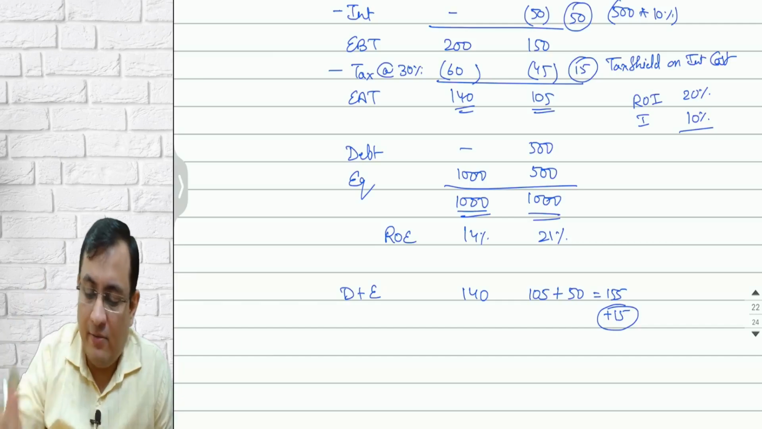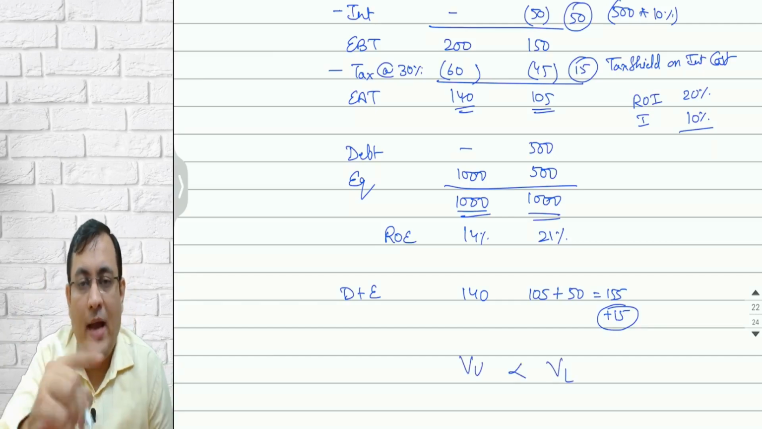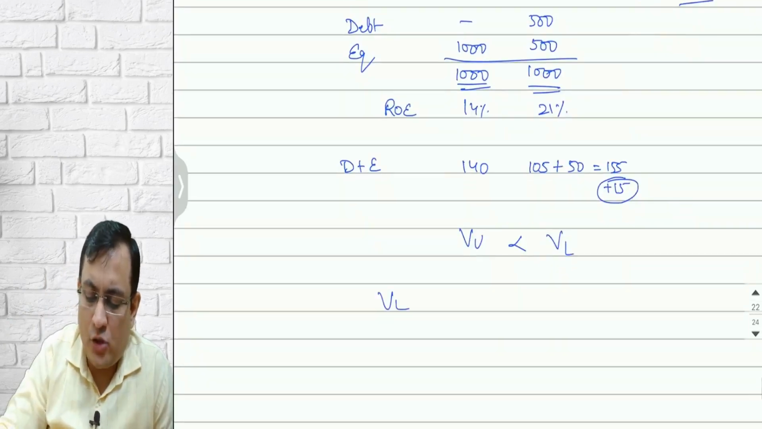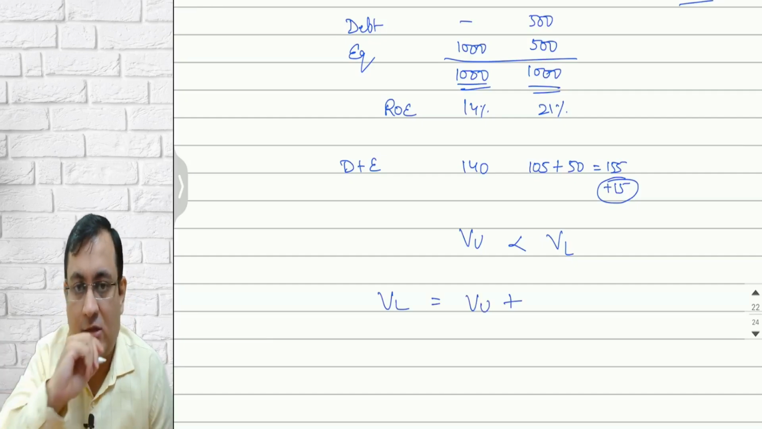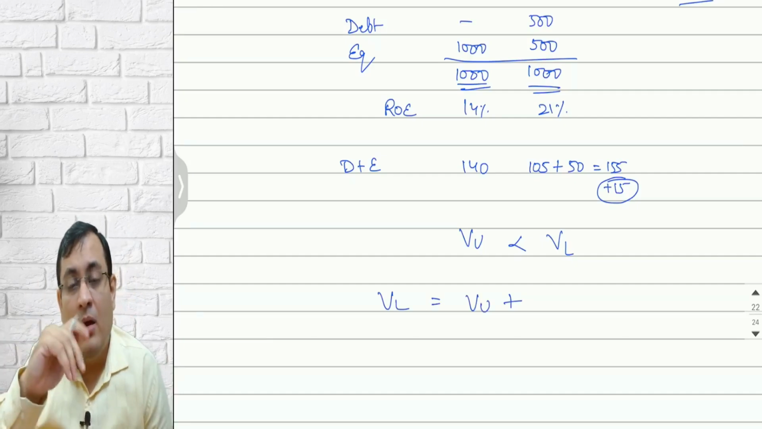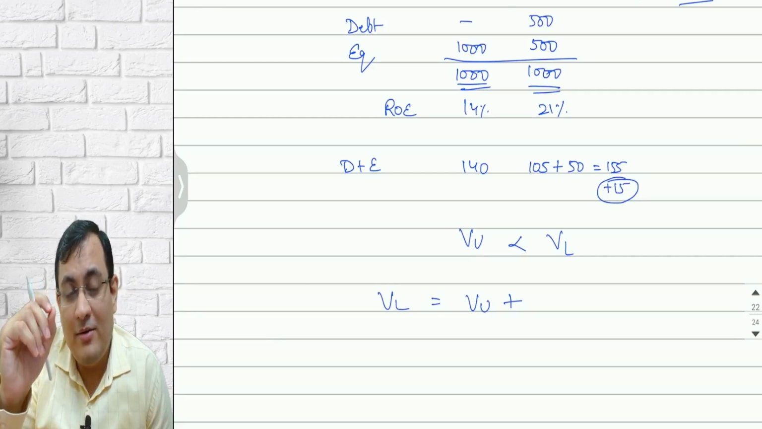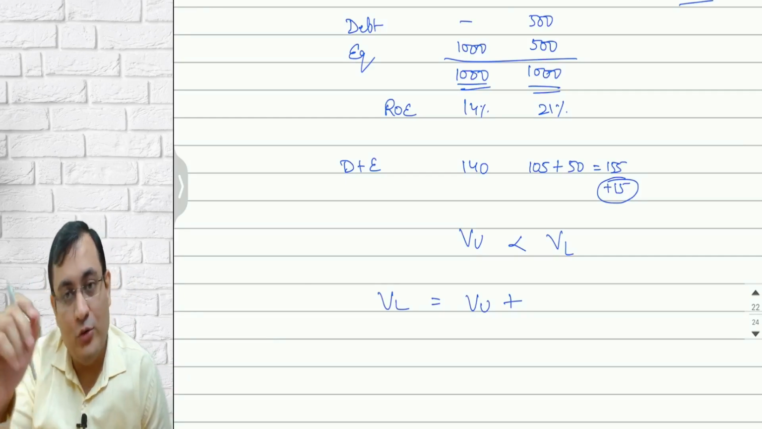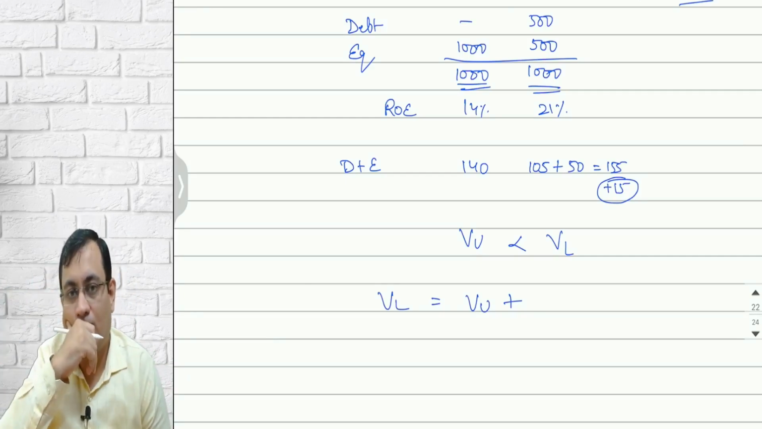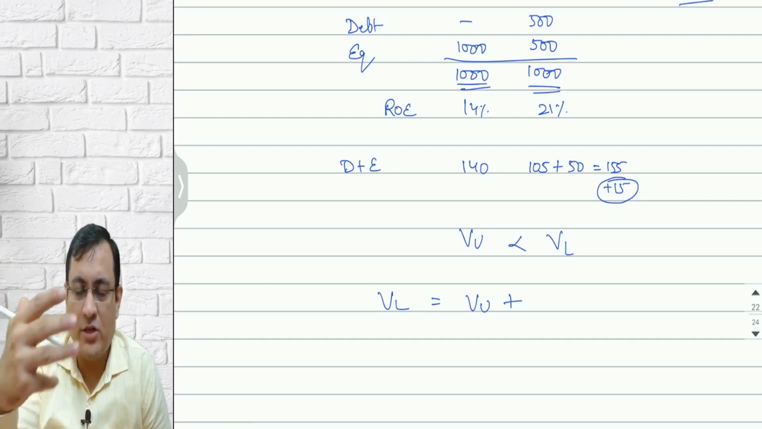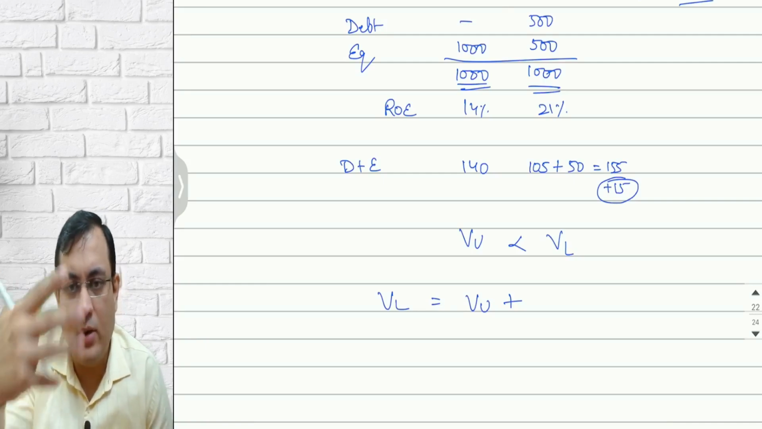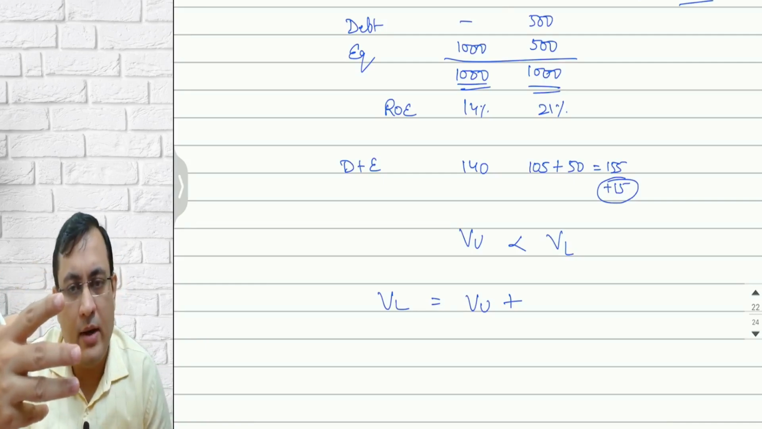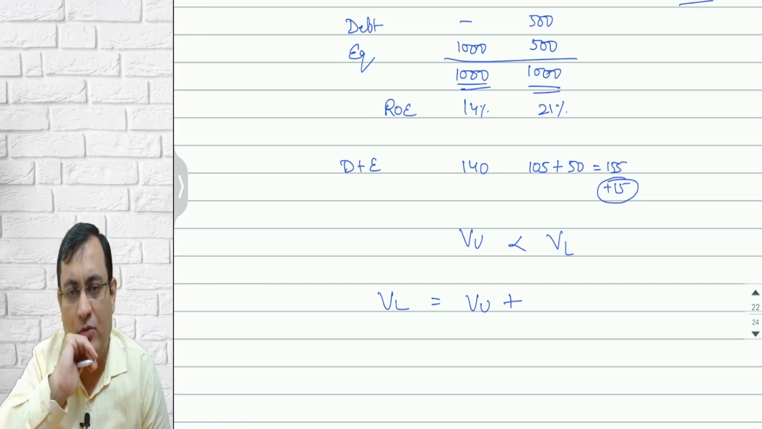So of course, value of U should be lower than value of L. Or I will say value of L should equal value of U plus something extra. What is that something extra? Present value of future cash flows. This is the simple rule of valuation, the 3 steps: find the future cash flows, find the required rate, discount the future cash flows with that required rate, and that sum of present values is the value of that asset.